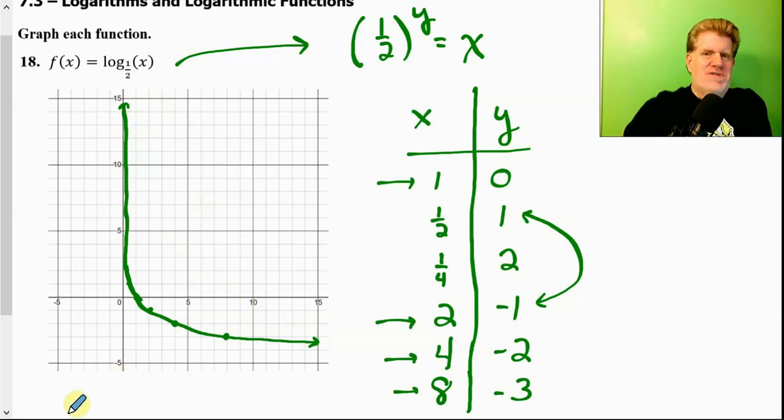All right, ladies and gentlemen, that's logarithmic functions and graphs. So take a look at them, see what you think. If you have any trouble, let me know as usual.